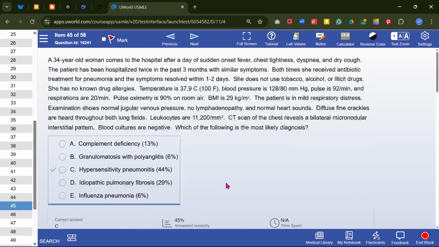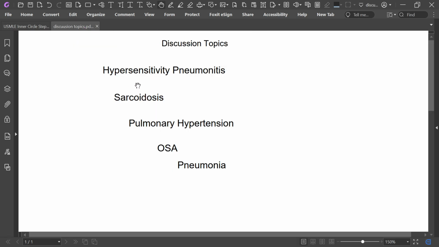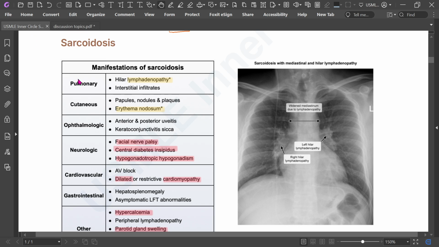as well as diffuse bilateral interstitial disease, as well as a bilateral micronodular interstitial pattern. Looks like hypersensitivity pneumonitis. Our next topic is sarcoidosis. Okay, look at sarcoidosis.